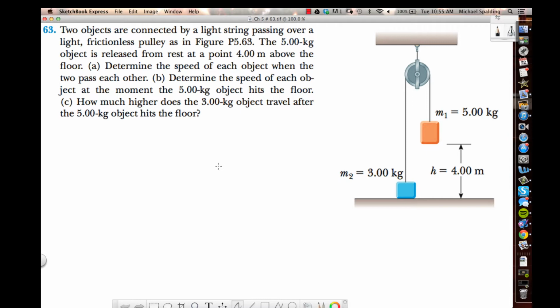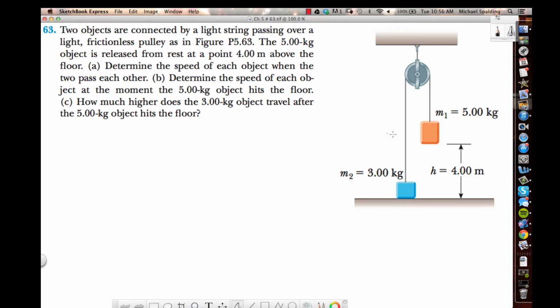Because on the AP test, you could be asked to do it with forces or you could be asked to do it with work and energy. So you got to be skillful both ways, okay? So, first question, determine the speed of each object when the two pass each other.